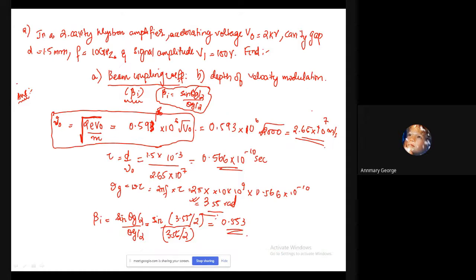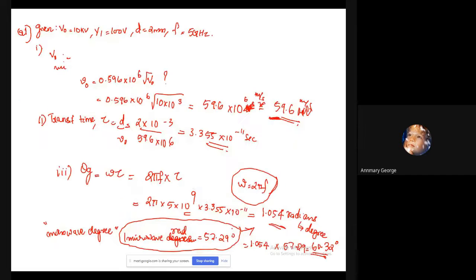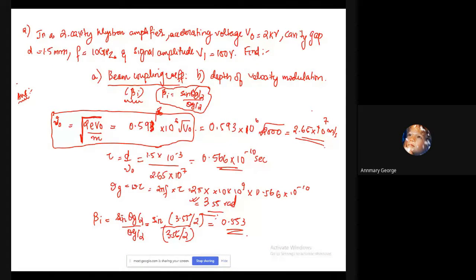Next one, from these three expressions, if you learn these three expressions, what can we do? Beam coupling coefficient. Okay, you can find out the beam coupling coefficient. Have you written this much?